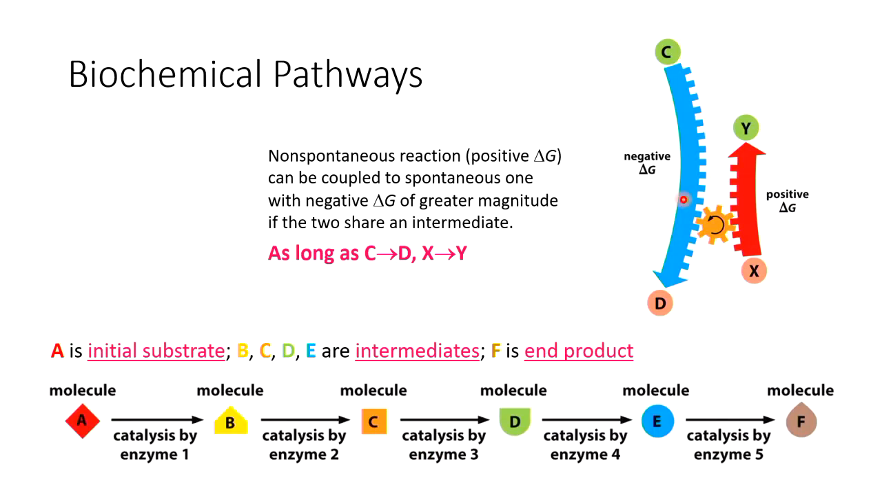This diagram on the right just shows what I've already talked about with activated carriers, energetically favorable and unfavorable reactions. You can think of the blue cog as an energetically favorable reaction. It's putting energy into this orange gear, an activated carrier, which is helping to drive this red cog, which could, for example, be an energetically unfavorable reaction. So in this way, biochemical pathways can be linked together to help drive one another.